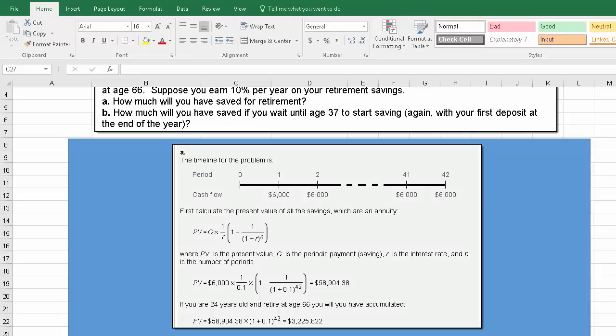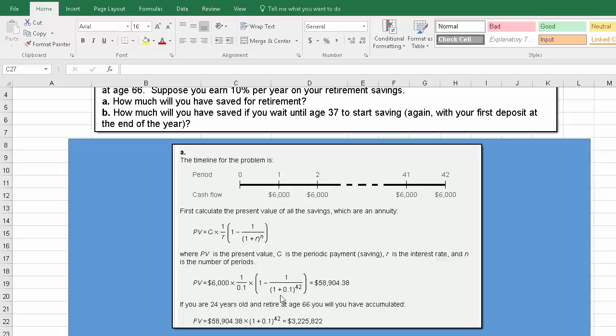Okay, now if you wanted to solve this with the calculations, using either a calculator or doing it by hand, I think you'd have to use a calculator on this one. This is how you'd approach it. First, you have to understand what the timeline looks like, right? You're going to make $6,000 a year payments starting 1 year from now, and that's going to go on for 42 years, which is age 66 less your current age. Okay? And what you need to do is calculate the present value of all the savings using this formula here.